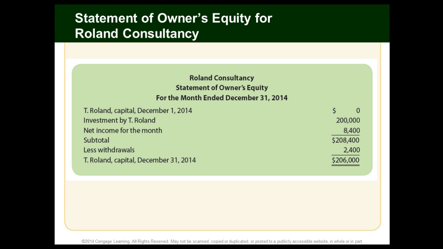So here's an example of the owner's equity. Do you see how it starts with the beginning balance in the equity? Owner's equity, T. Roland Capital, December of 2014. Then, see, he started with nothing. He just started the business. It shows his investment. It shows his net income. Then it subtracts his withdrawals to come out with his ending capital balance. Do you see how easy that is, guys? Truly?